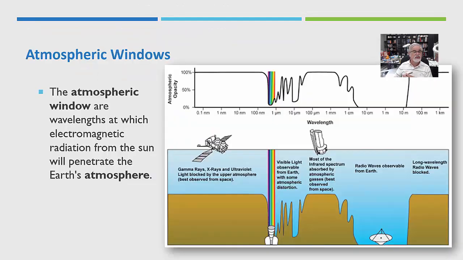And again, this is showing us the atmospheric window, just a different way to represent it. You can see visible light passes through the atmosphere very nicely where other wavelengths are blocked.